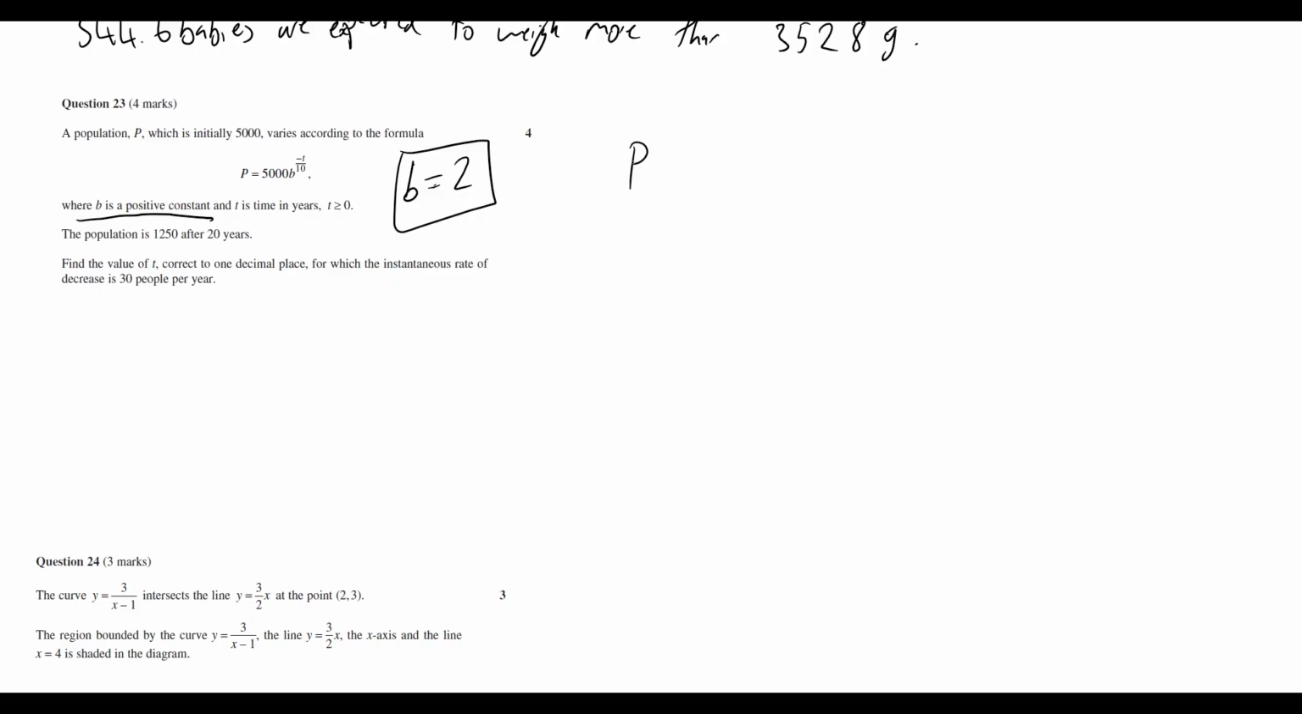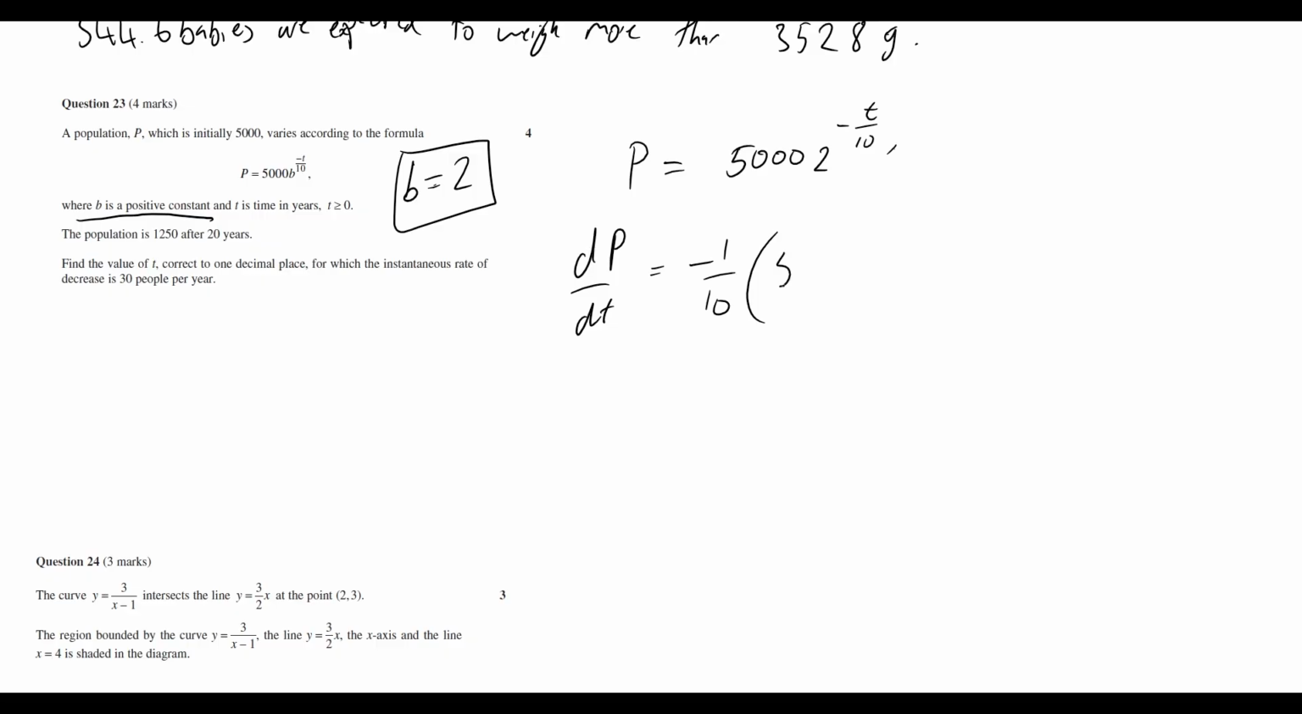So let's think about what that means. We have our population equal to 5,000 times 2 to the power of minus t on 10. What we're looking at now is the rate of change in the population, so that means we're looking at dP/dt. Now we need to differentiate this, which is fairly straightforward. All we need to do is bring down the exponential, so the coefficient associated with the t, and we see that we have a minus 1 over 10.